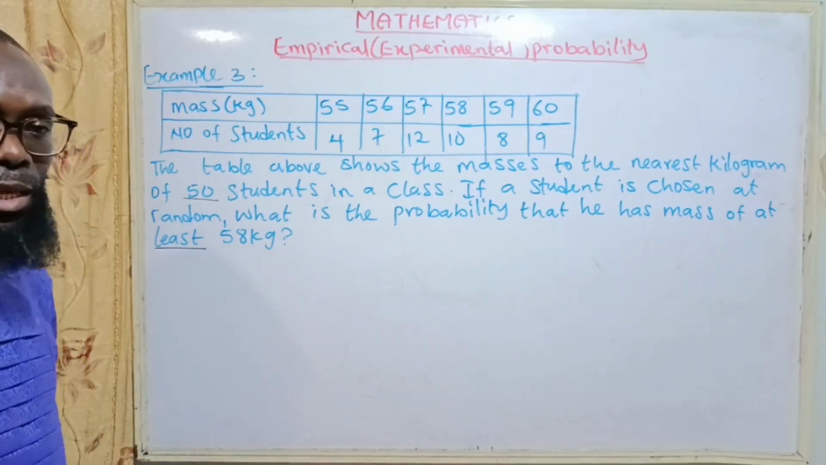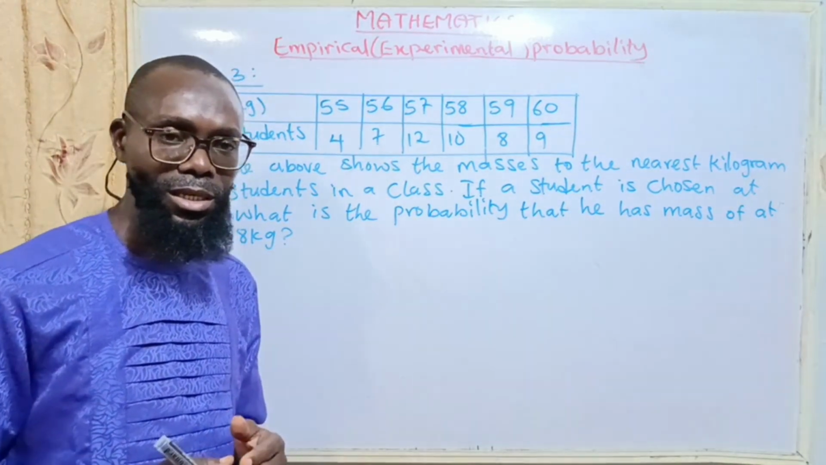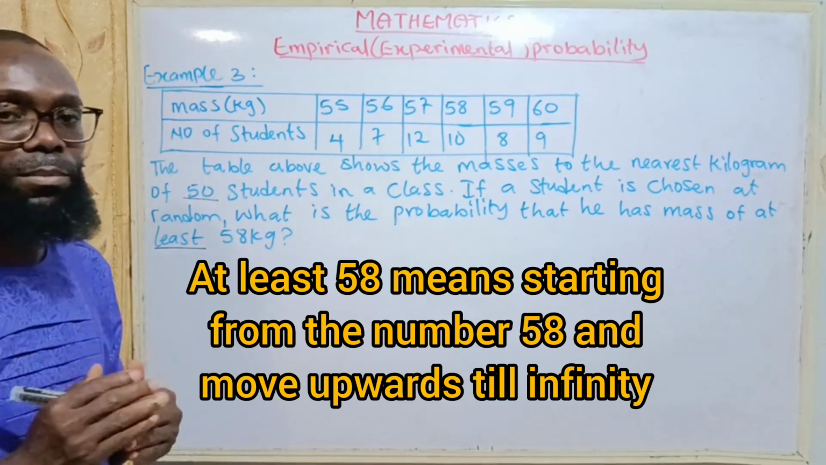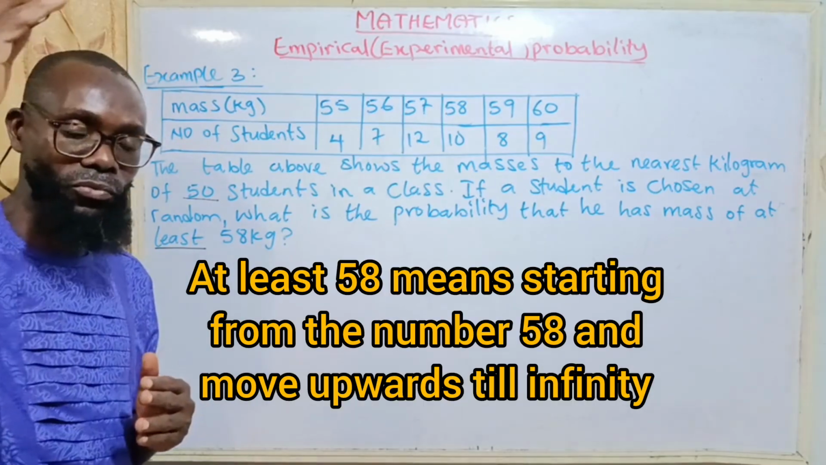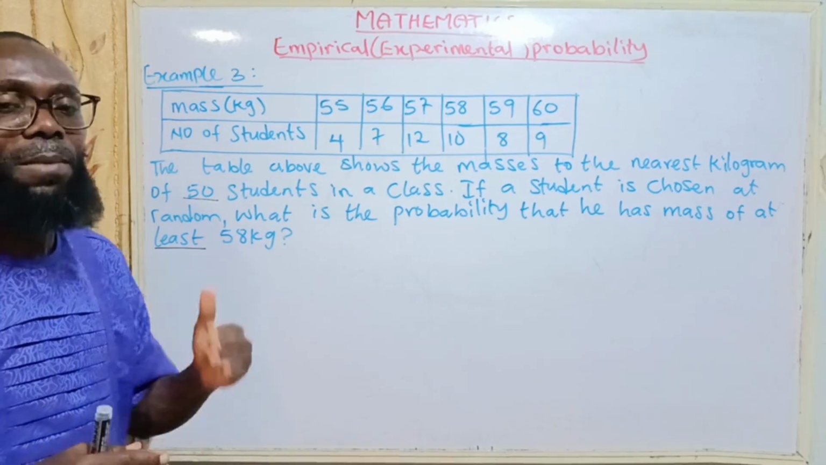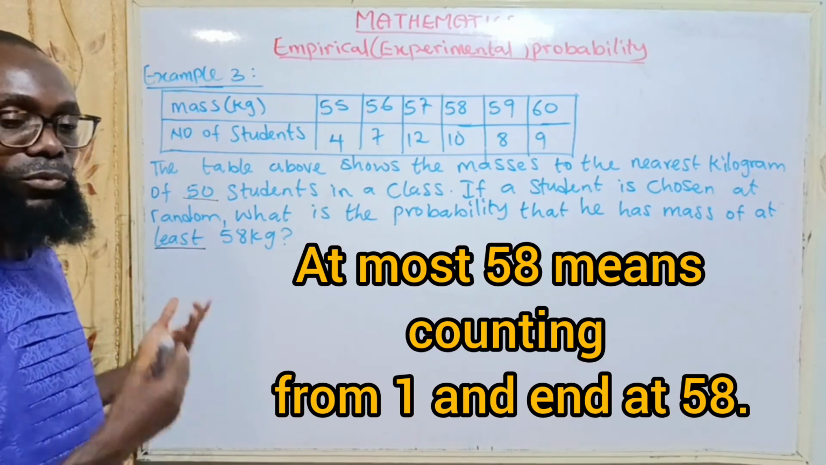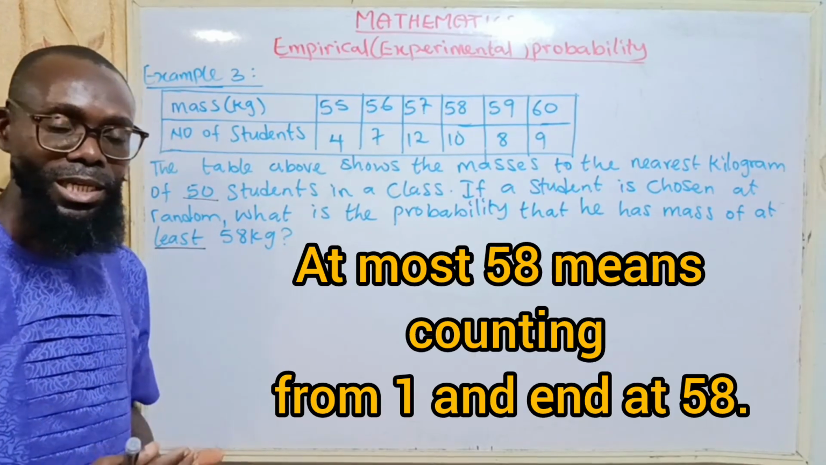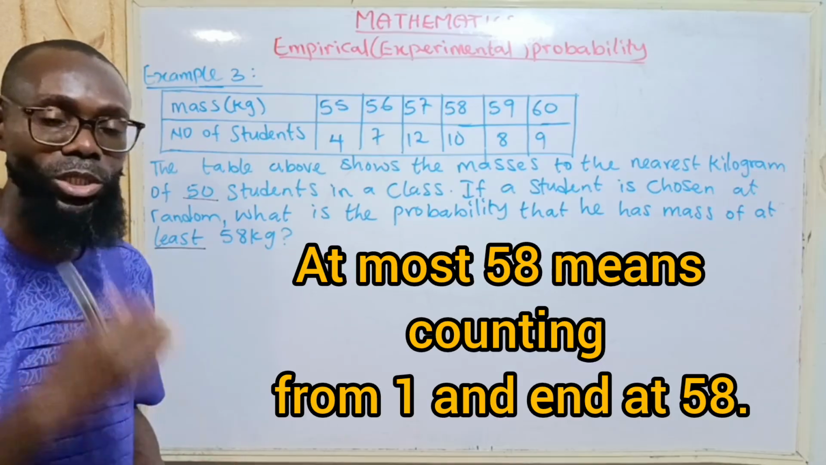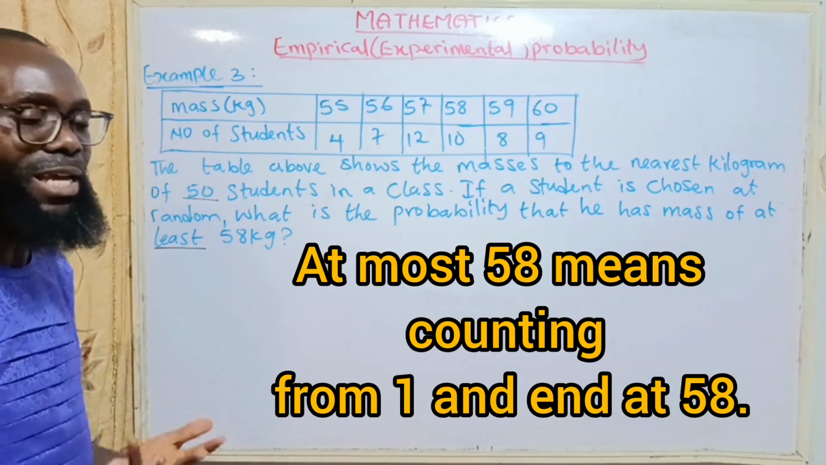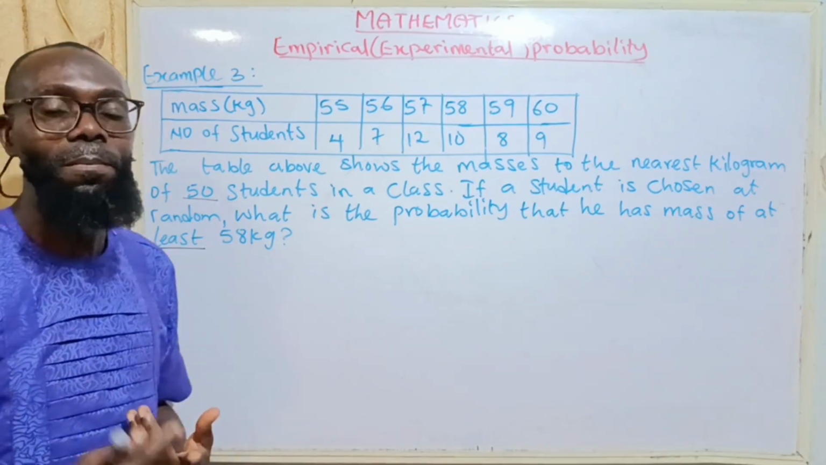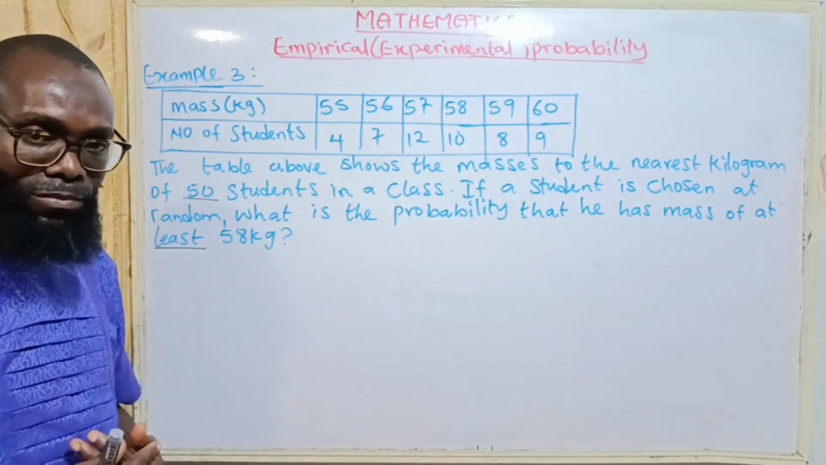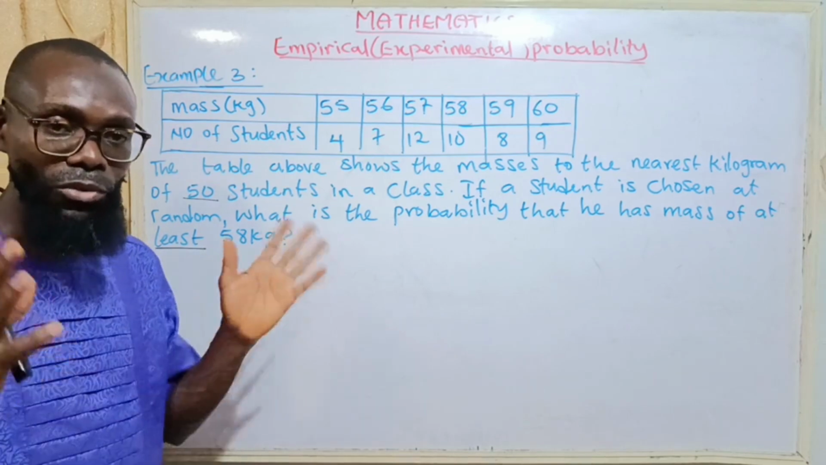When we say at least 58 kilograms, at least means minimum of 58, from 58 and above. While at most means maximum. If I say at most 58, it means that when you start counting from 1, 2, 3, the highest number you can get to is 58. But if we say at least 58, it means the minimum number is 58, and the maximum number is to infinity. So it has no maximum, it's to infinity.